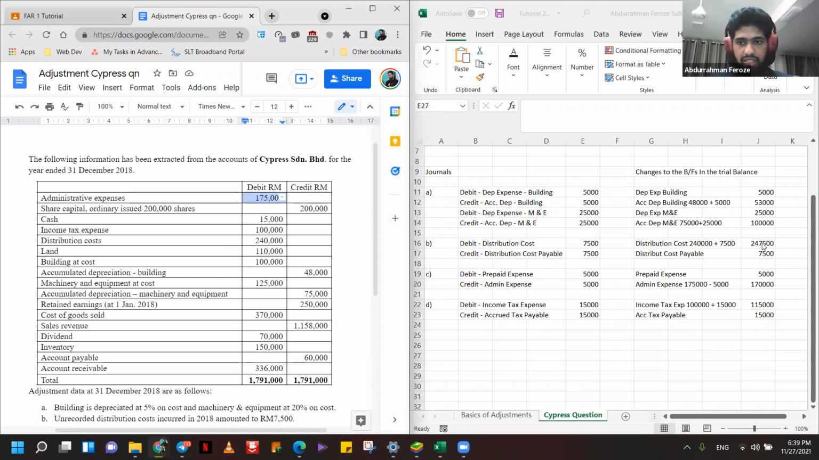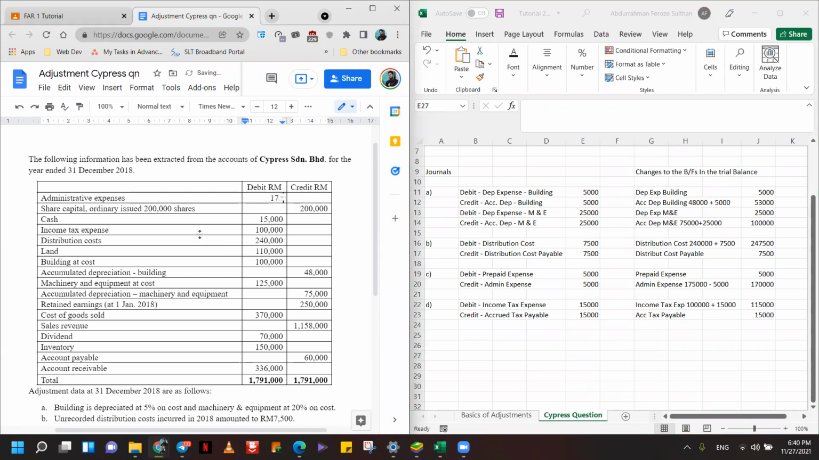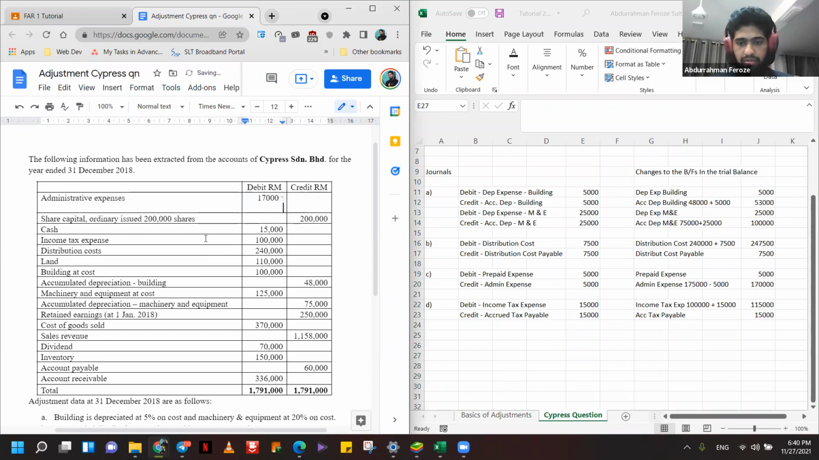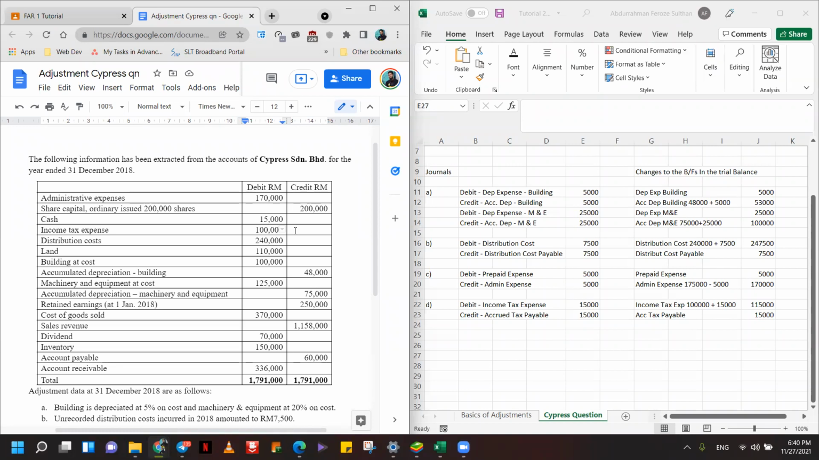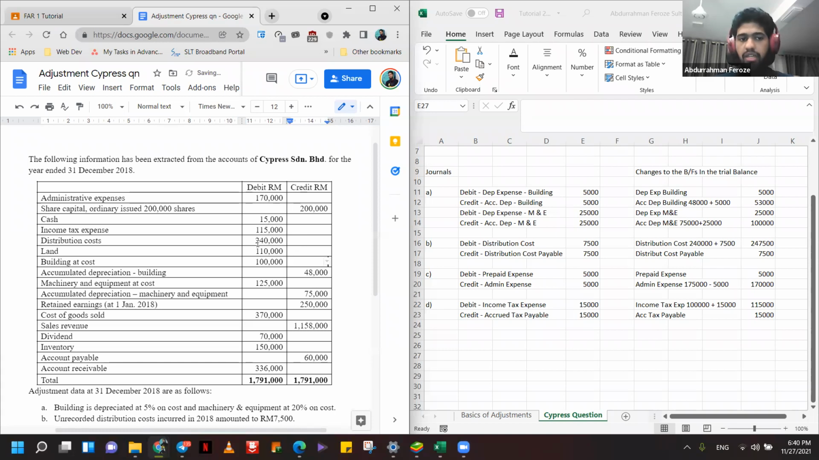You can look at the changes here. 170,000. All right. Okay. Share capital remains the same. There's no difference, right? Because we have not made any change in the share capital. Cash also remains the same. Income tax expense, how much should it be? There's a change in it. 150,000. All right, 150. Okay.